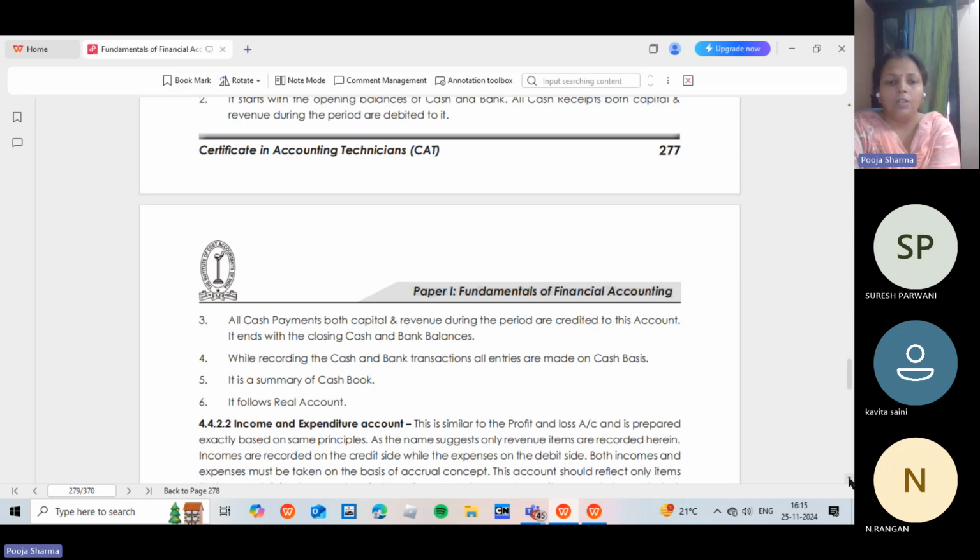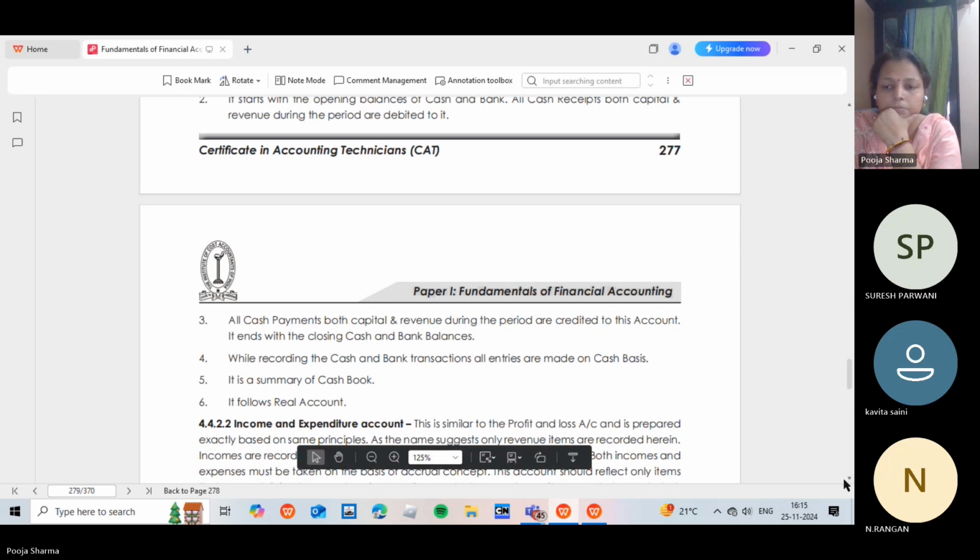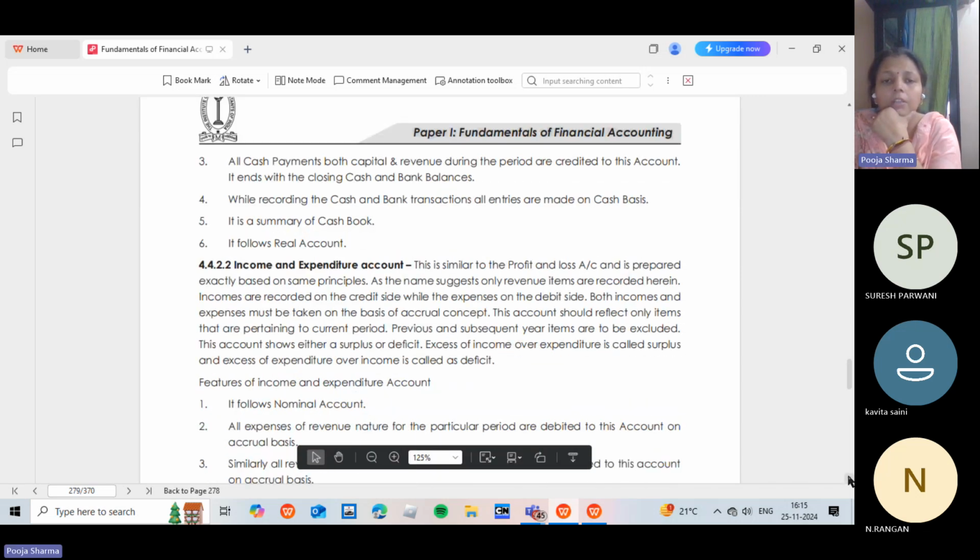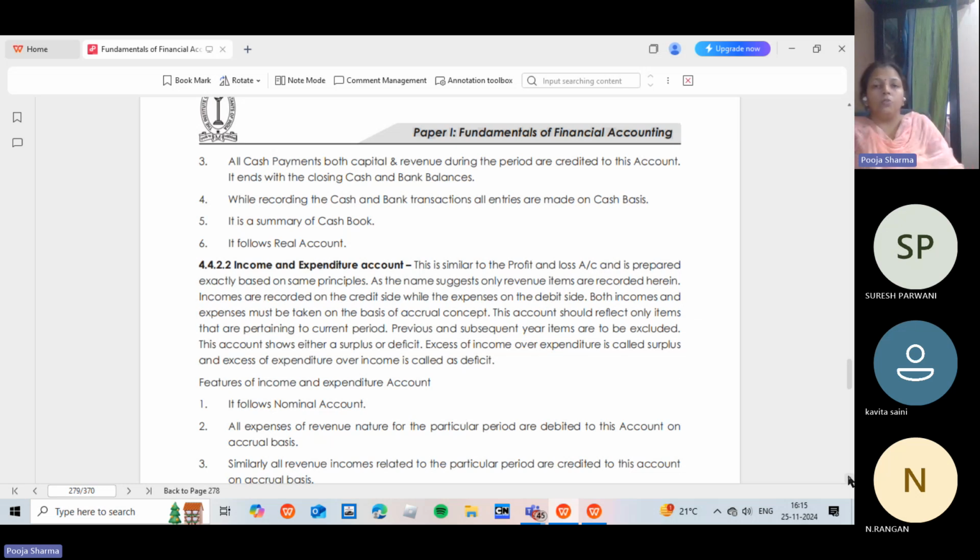Now let's see about the income and expenditure account. What is income and expenditure? This is similar to the P&L account and is prepared exactly on the same principle. I have already told you, accounting principles remain the same, whether it is a non-trading concern or a trading concern, a profit-making organization or non-profit making. All the accounting standards and principles will remain the same. It doesn't make any difference whether it is making profit or it is for society welfare. Both of them will follow the same accounting principles.